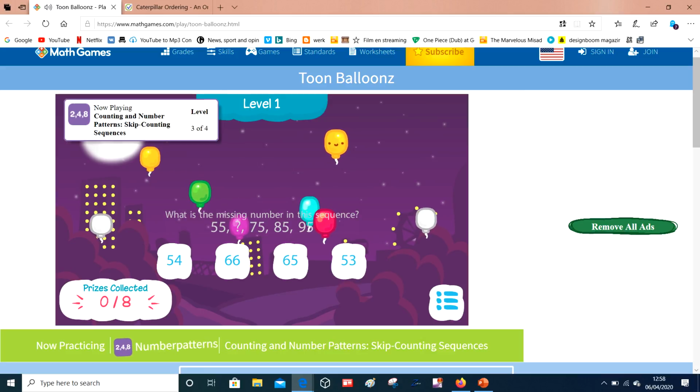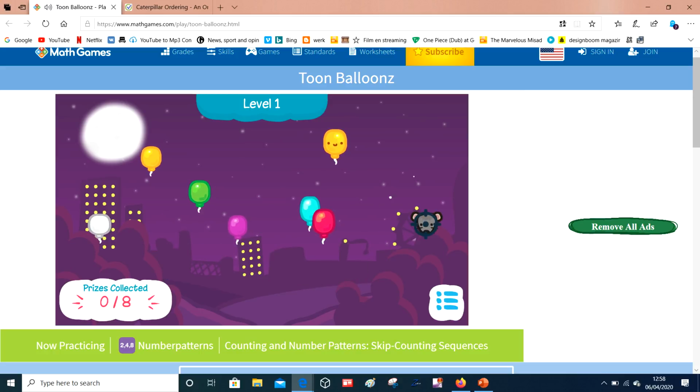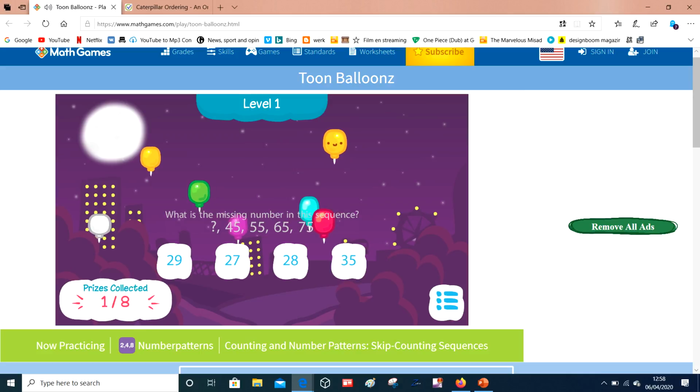So here are some missing numbers. So we have 55, question mark, 75, 85, 95. What do we think the jump is between these two, 75 and 85? Of course, it's plus 10. So 10 more than 55 must be, you guessed it, 65. There, we've popped one balloon.